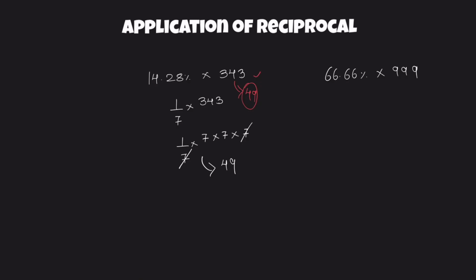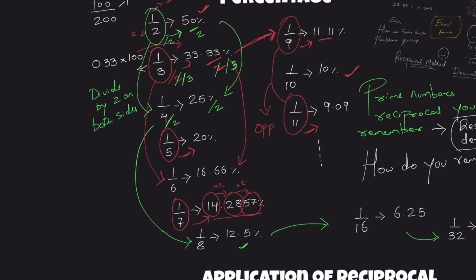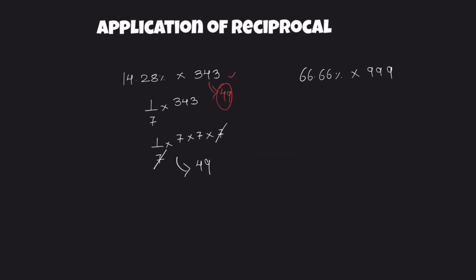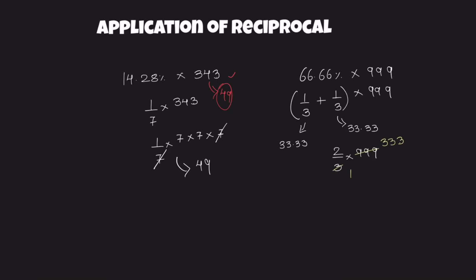66.66% of 999. Now let's check by table what is 66.66. I know 1 by 3 is 33.33. Right? For 66.66, what will I do? 1 by 3, which is nothing but 33.33, plus one more 1 by 3. 33.33 plus 33.33 will be 66.66. So that will become what? 2 by 3. So I can write 66.66 as 2 by 3. That's it. Cut 333 into 2. What is your answer? 666. And that is how you apply your reciprocal. So 66.66% of 999 is 666.